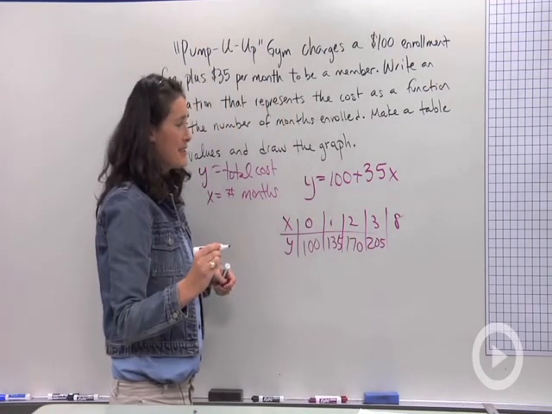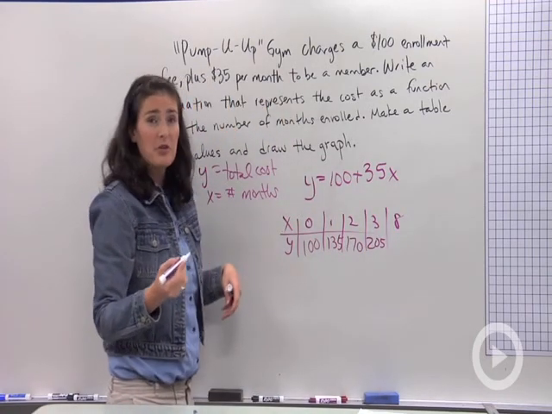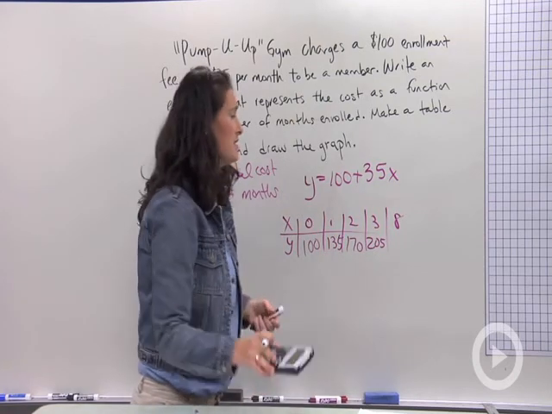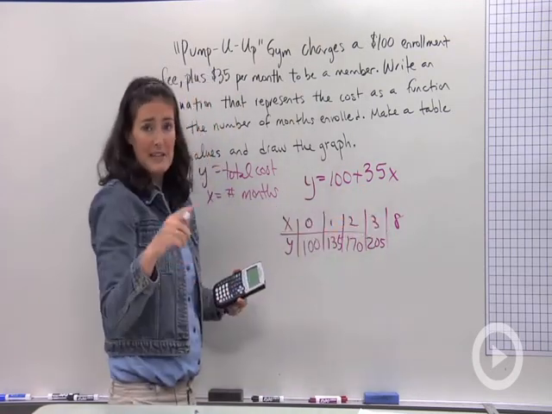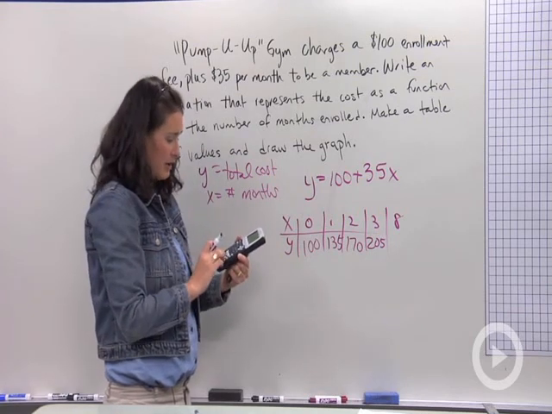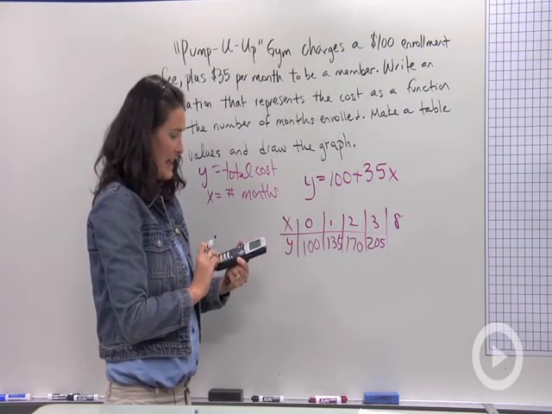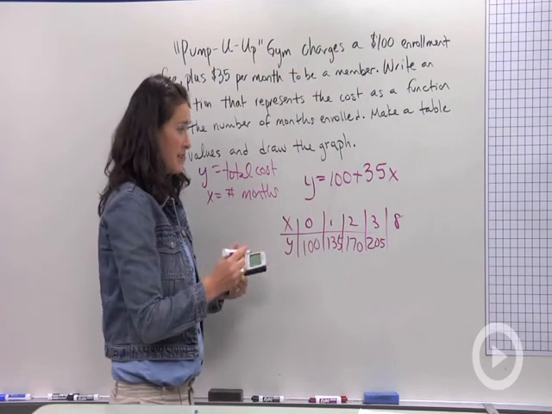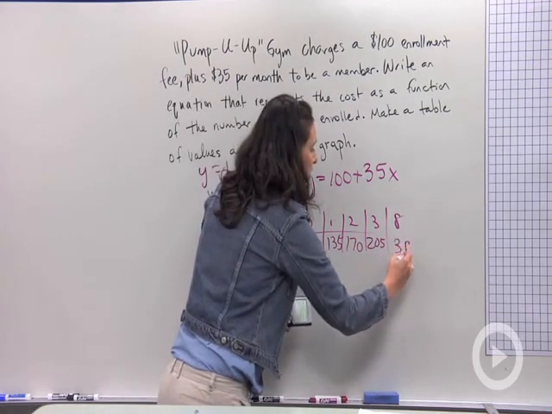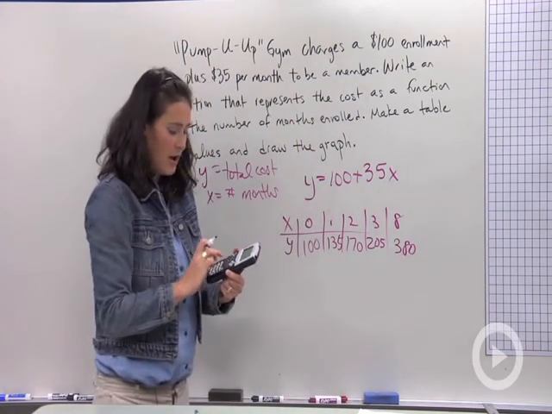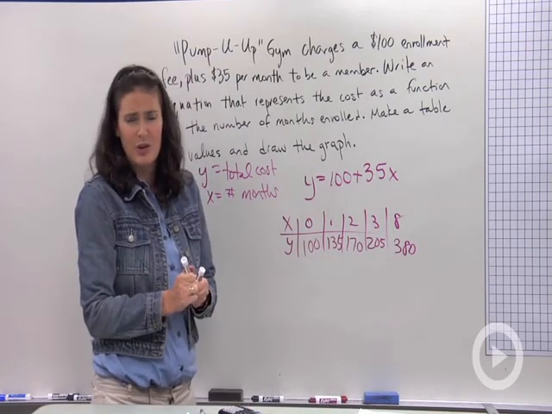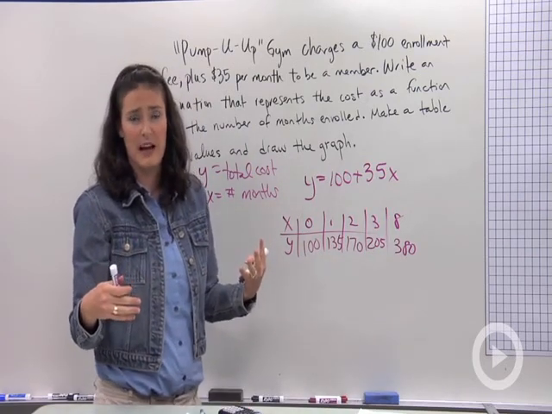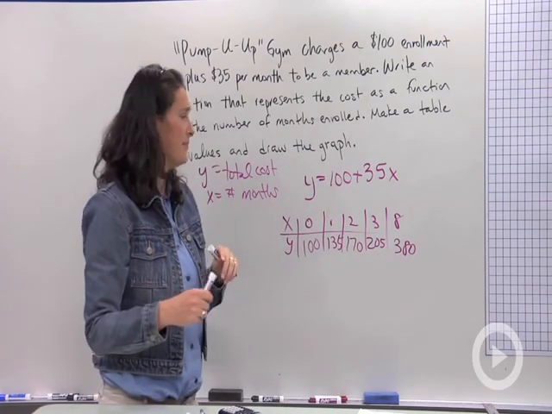And then for 8 months, I'm going to have to use my calculator, being really careful to use the order of operations. First thing I'm going to do is 35 times 8. Once I get that done, I'm going to add my 100. So 35 times 8 is 280, plus 100 will give me 380. Okay, so I've made a table of values that represents what I think is a real world possibility in terms of how many months you might be a member at a gym.